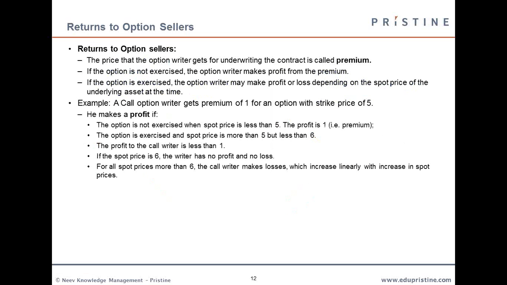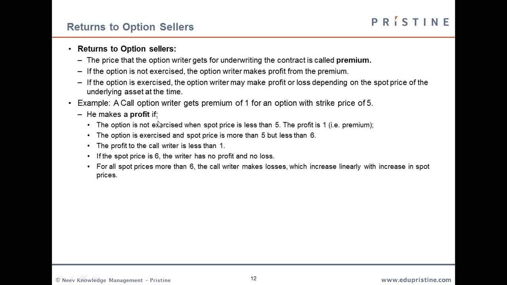So what are the returns to the option sellers and option buyers? For option sellers, obviously, for underwriting the contract, they get a premium, which is called the option premium, as I mentioned earlier. So let's take different scenarios and see how it is profitable to the sellers. Here I took an example where the option premium is 1 and the strike price is 5.